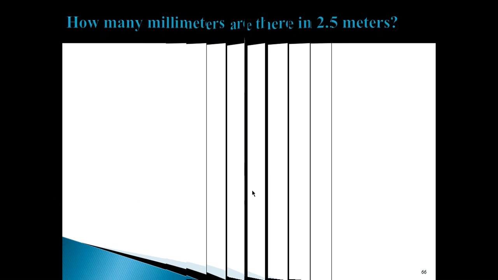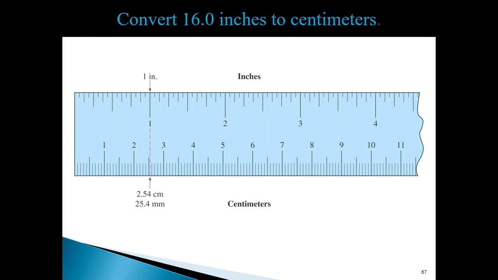Now, here is another example. Let's say you're asked to convert 16 inches to centimeters. Now, this shows you the relationship between the inch unit and the centimeter unit. 1 inch is equal to 2.54 centimeters by definition. So this relationship is a defined relationship. And let me just say something here about relationships between metric and non-metric units.